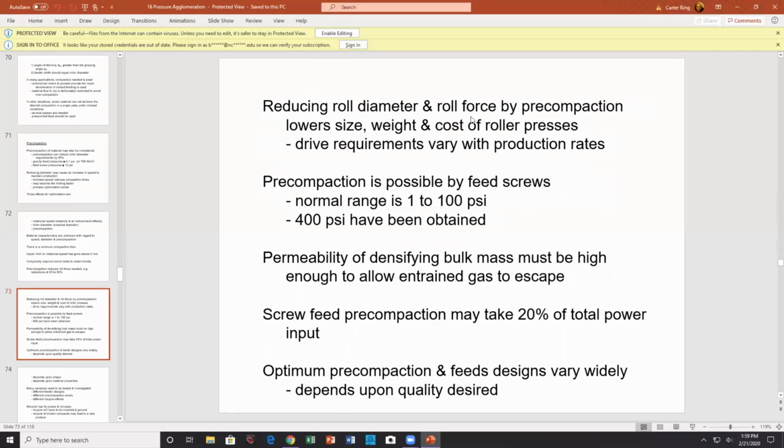Reduce roller size and roller force by pre-compaction. Lower sizes, weight, and cost of the rollers. Drive requirements vary with production rate. Pre-compaction is possible by feeder screws, 1 to 100 psi, and 400 is possible.